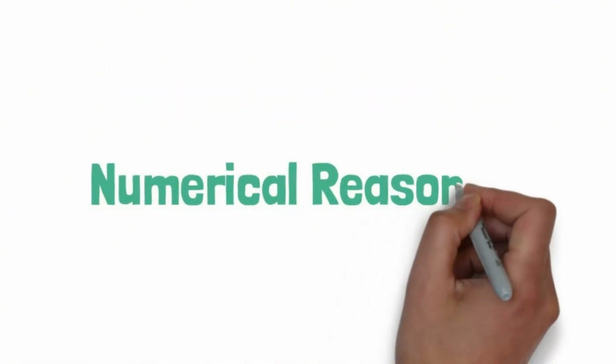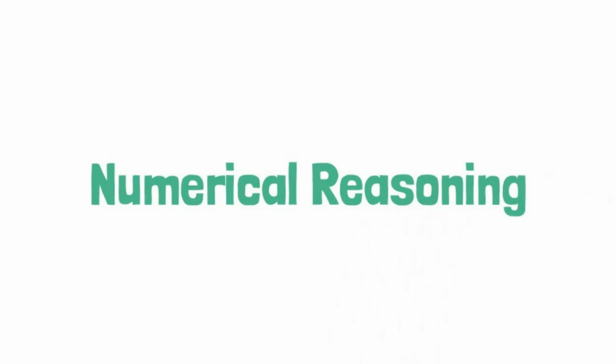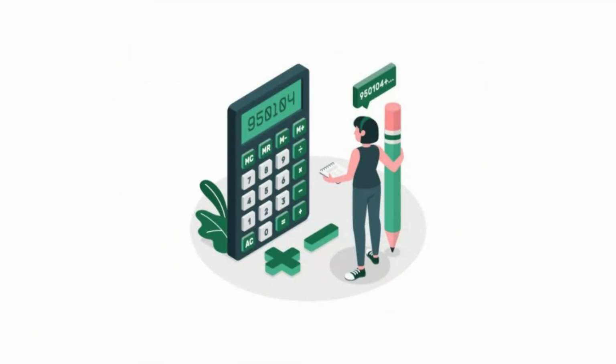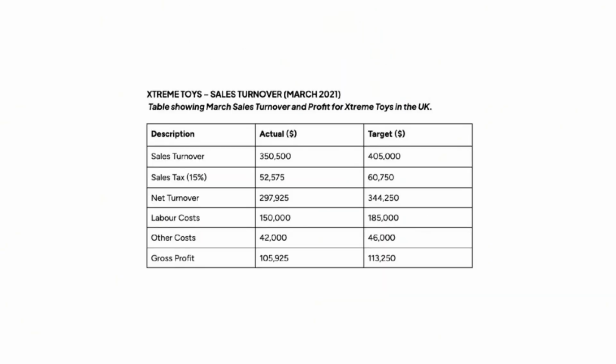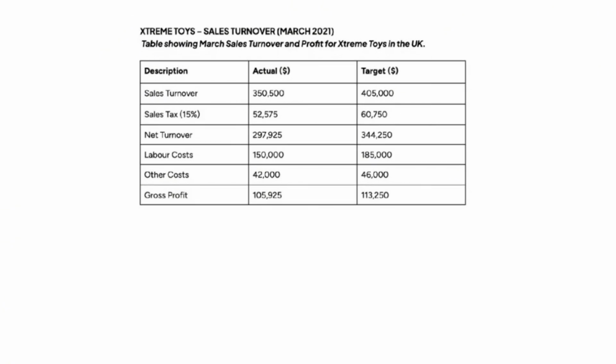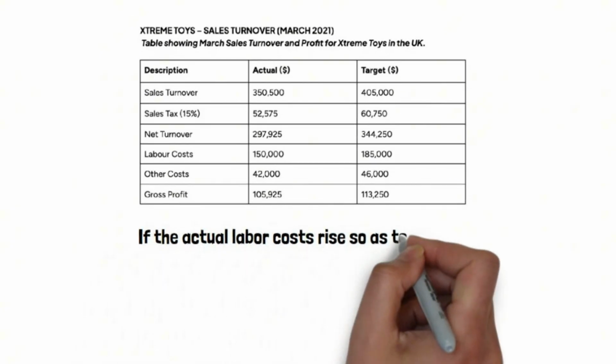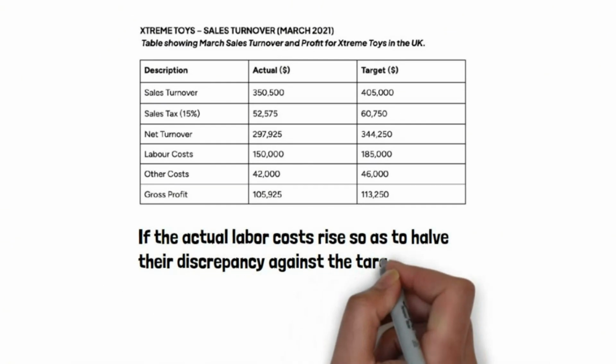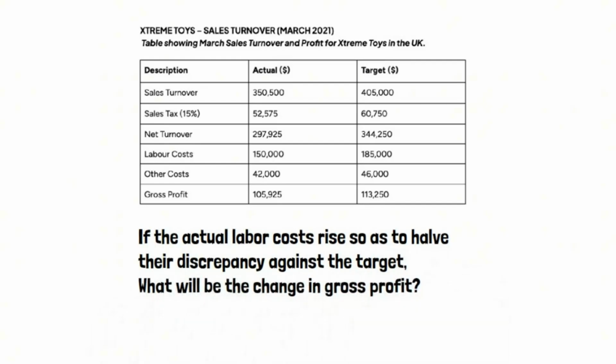Numerical reasoning. Expect tables, graphs, and charts. You'll need to calculate percentages and ratios and interpret data under pressure. Tip: know how to quickly estimate and spot patterns. Extreme Toys Sales Turnover March 2021. Table showing merch sales turnover and profit for Extreme Toys in the UK. Question: if the actual labor costs rise, so as to have their discrepancy against the target, what will be the change in gross profit? A.